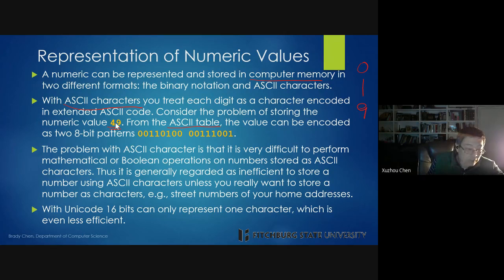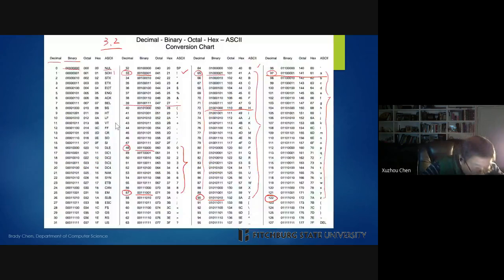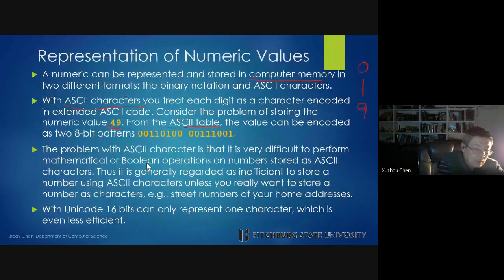So let's go back. What is 4? You can easily find out 4 is this: 00110100. And then what is 9? 9 is this. So then you can use one 8-bit character to represent 4, and another 8-bit to represent 9. So that's the 49.